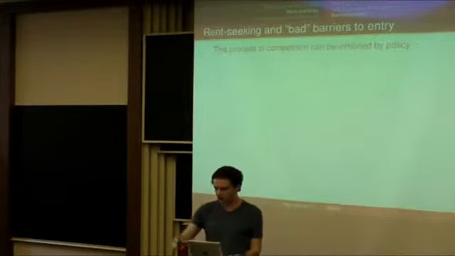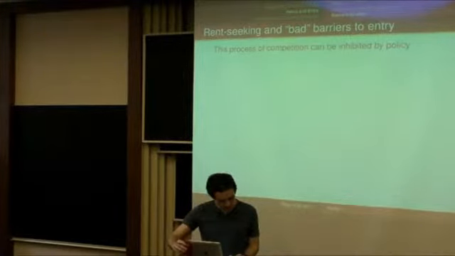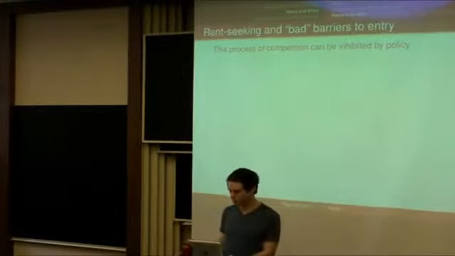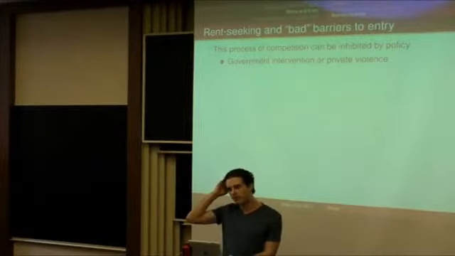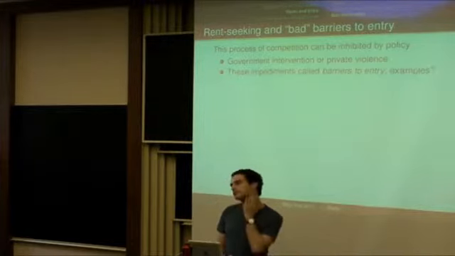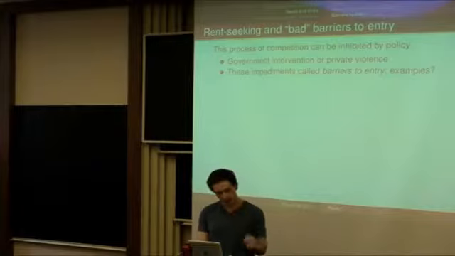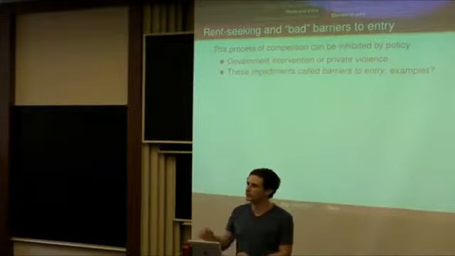Okay. Now, the process of competition can be inhibited by barriers to entry. And these can either be good barriers to entry, or they can be bad barriers to entry. Some of the bad barriers to entry are often government intervention or private violence. And Alexandra, could you give me some examples of these types of barriers to entry?